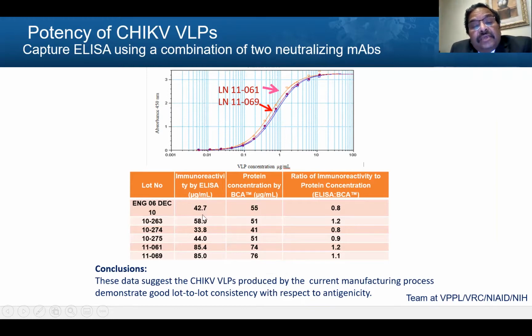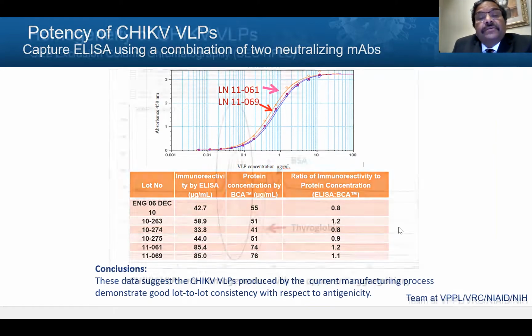As you can see, these are the 4 or 5 batches that we have tested and characterized in terms of the potency. This is what we have done, the BCA on those drug substance batches. And you can see the ratio between ELISA to BCA is between 80 to 120%, which is very good, I think, in terms of the products being consistent.